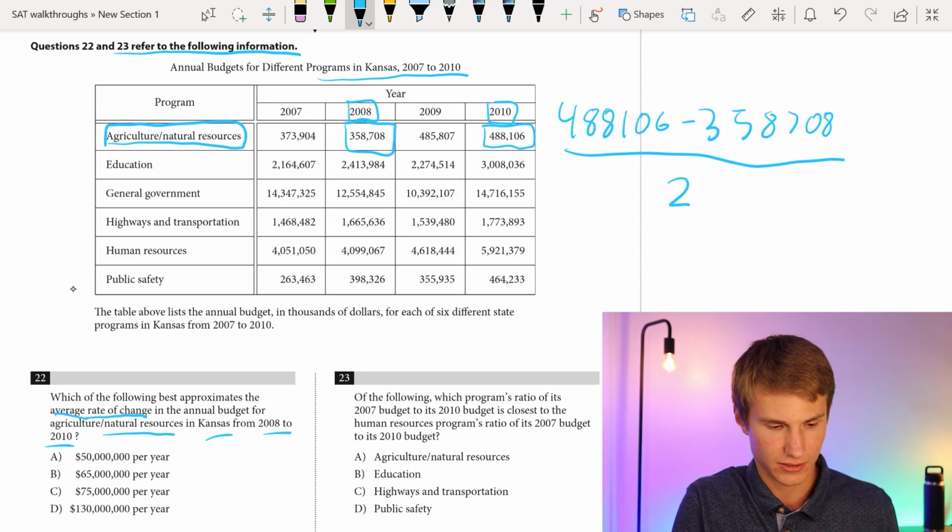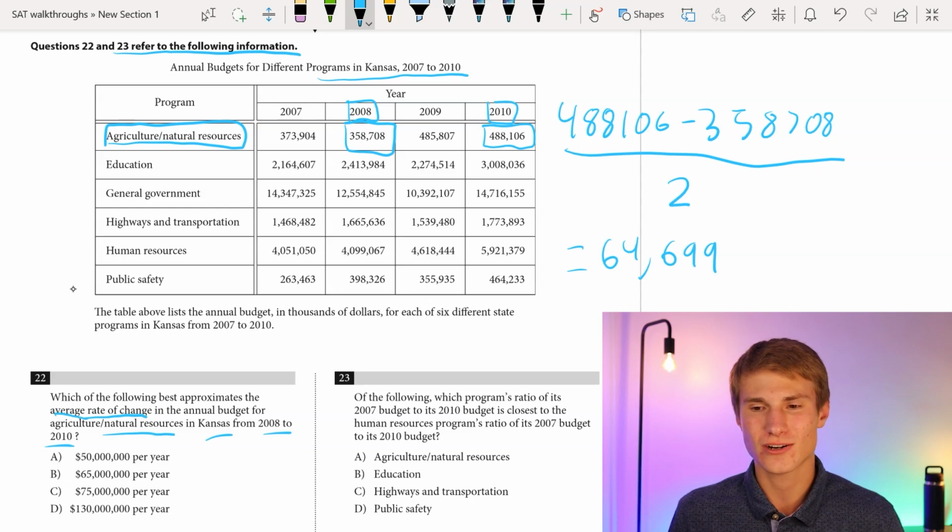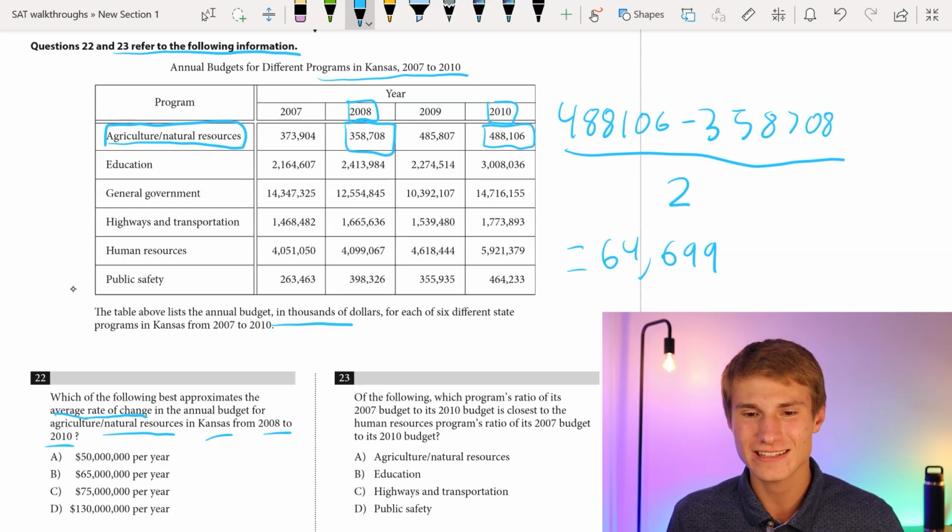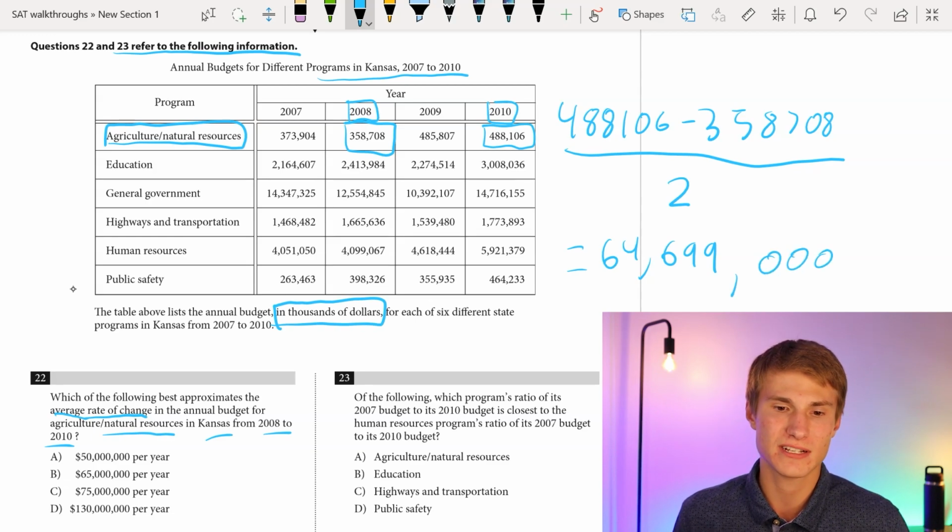So let's go ahead and plug that into our calculator. And that's going to give us 64,699. And keep in mind that that's in thousands of dollars, okay? That's in thousands of dollars. So because that's in thousands of dollars, we've got to add 3 zeros on at the end. And we see our answer there is going to be B for number 22.